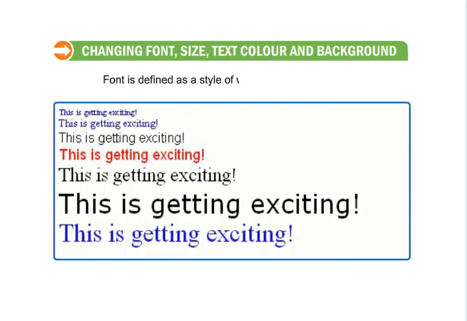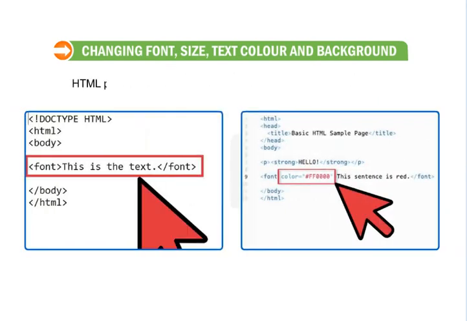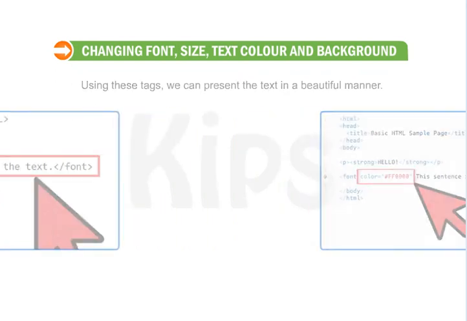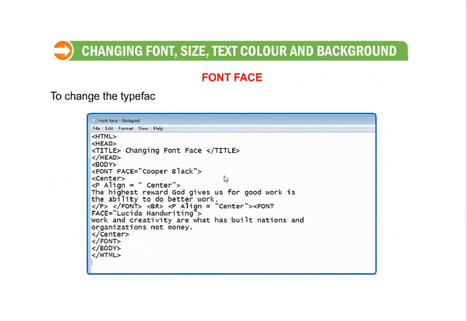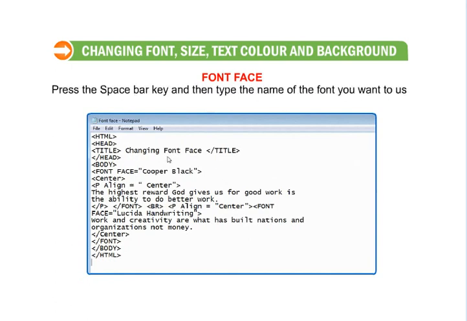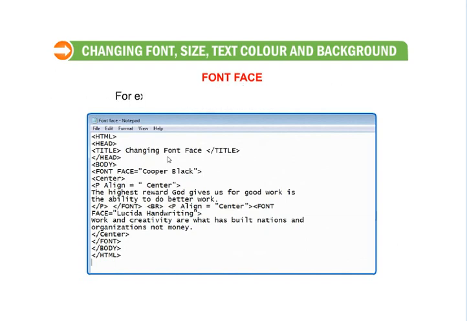Let us understand how to change font size, text color and background. Font is defined as a style of writing text in a document. HTML provides an option to change the font, color, size and style. Using these tags, we can present the text in a beautiful manner. Font face. To change the typeface or name of the font, the face element is used. Type <font face=" before the text. Press the spacebar key and then type the name of the font you want to use and close the quotes. For example, <font face="Copper Black">. Type </font> after applying the font style.